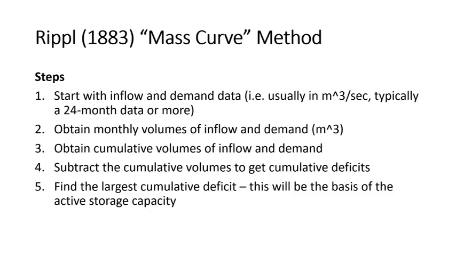This is the Rippl 1883 method, or the mass curve method. This method is used to determine how much active storage capacity should be designed for the dam. What happens here is that we are trying to calculate the largest cumulative water deficit that the dam should prepare for. Meaning, it tells you how big your dam should be to prepare for the water shortage that the dam should handle.